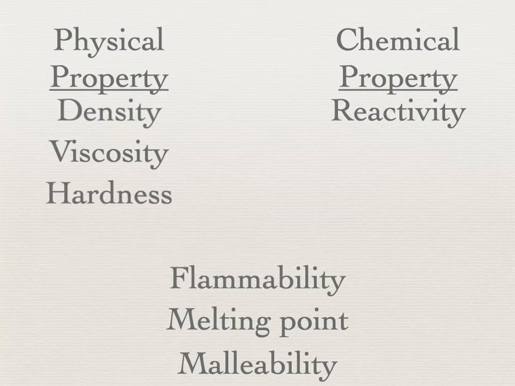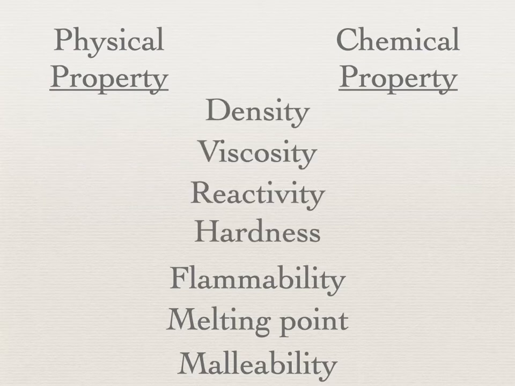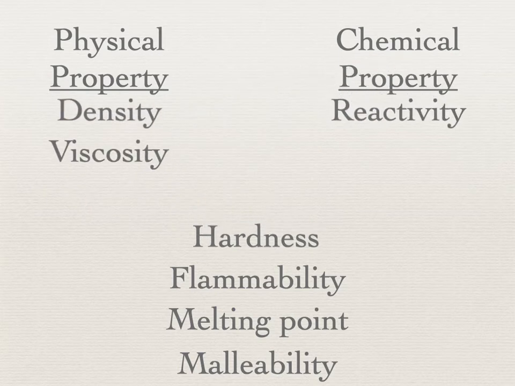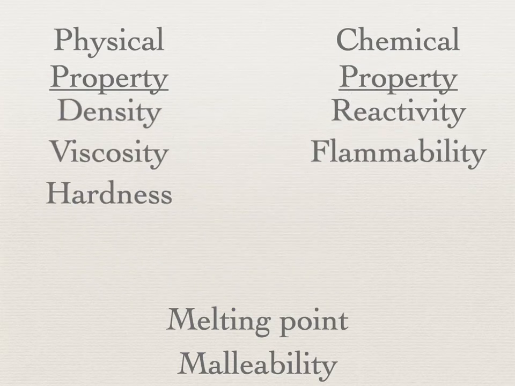Flammability. You can think about burning natural gas in a Bunsen burner. Natural gas is methane, CH4. When you combine it with oxygen in the air, you get a nice pretty flame, but then you also get carbon dioxide and water. So flammability is going to be a chemical property.